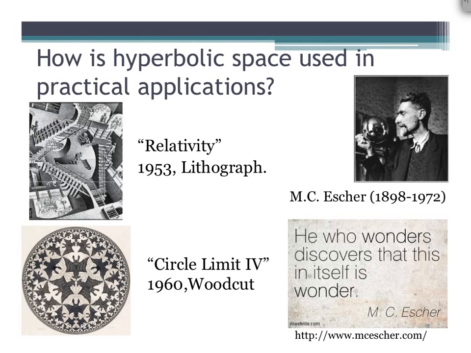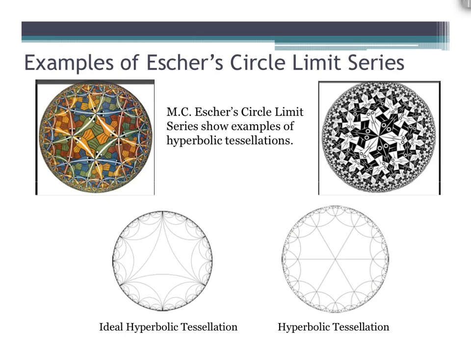How is hyperbolic space used in practical applications? Artist M.C. Escher is known for creating unusual and almost impossible-looking structures in his works of art. In Escher's Circle Limit series, he uses hyperbolic space to give his patterns a sense of infinite growth. Here are some examples of Escher's Circle Limit. When the patterns that Escher created move toward the edges of the circle's circumference, they seem to continue infinitely. These are not unlike the ideal triangles that are mentioned in the slides above.